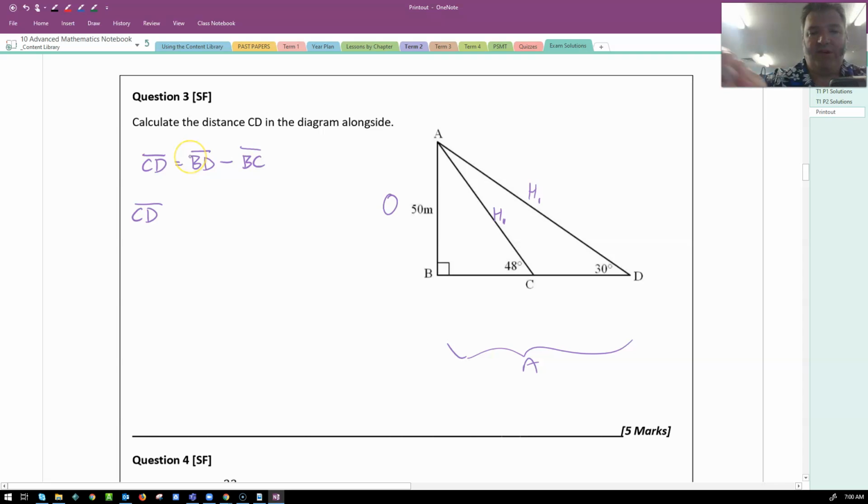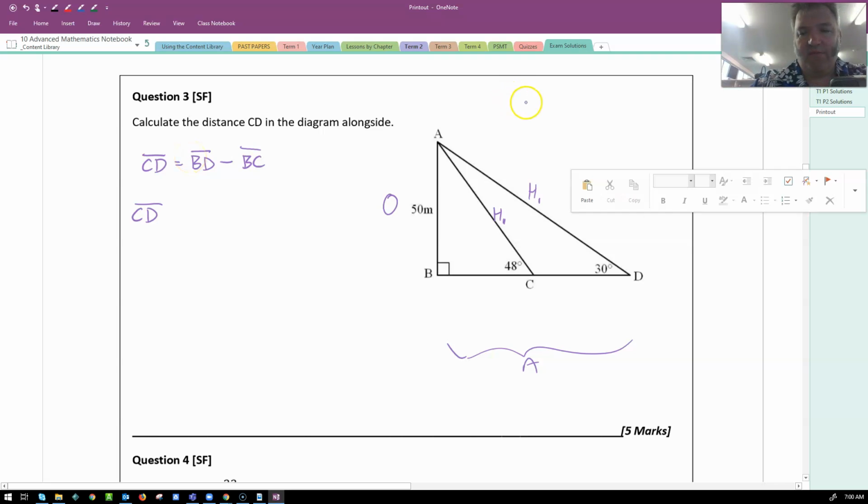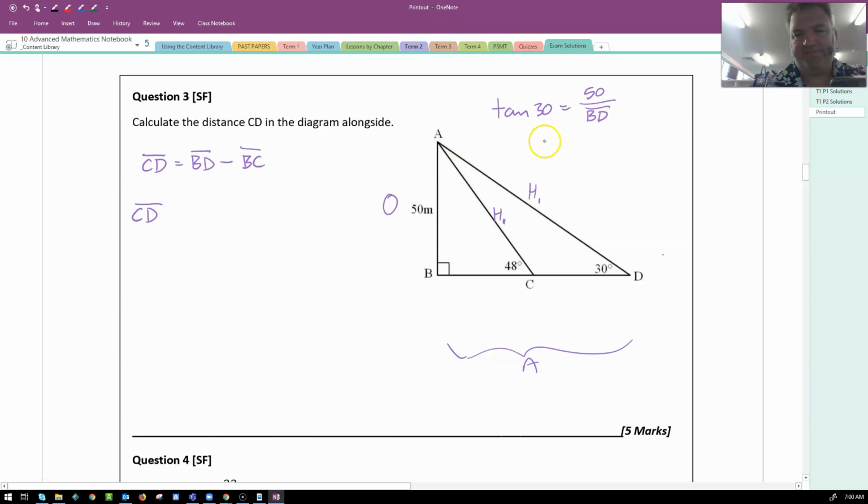How can I find BD? Maybe we'll work over here. BD is the entire length here, so that's that entire adjacent side, and there's an opposite side, so I'm thinking of the tan of 30 is equal to the opposite side, 50 over the length BD. That's the adjacent side for the big triangle. Rearranging, you can do it in 2 steps or 1. BD is going to equal 50 divided by tan 30.